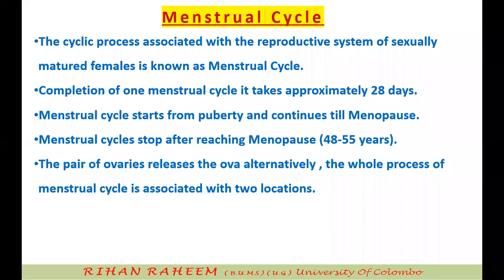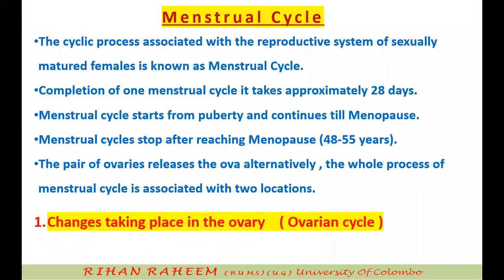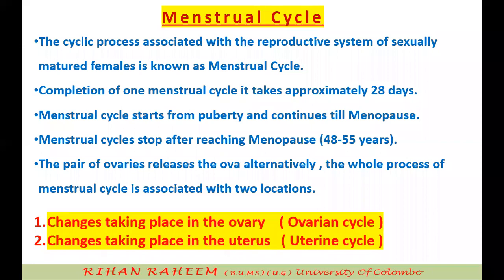The whole process of the menstrual cycle is associated with two locations. One location is the ovary; this is the ovarian cycle. The second one is happening in the uterus; it is the uterine cycle. Now, because of today's camera problem, I can't switch the camera on and off and teach you. I can't show you the parts on that spot itself.